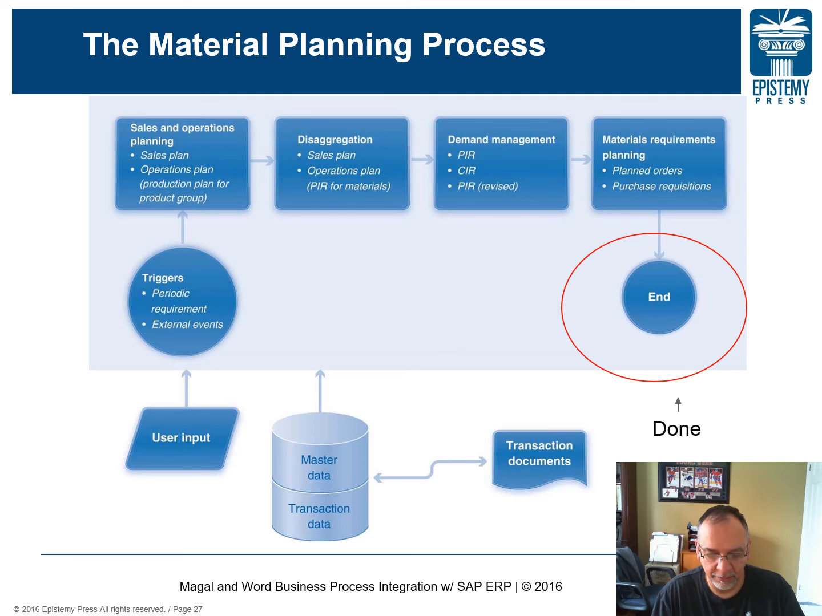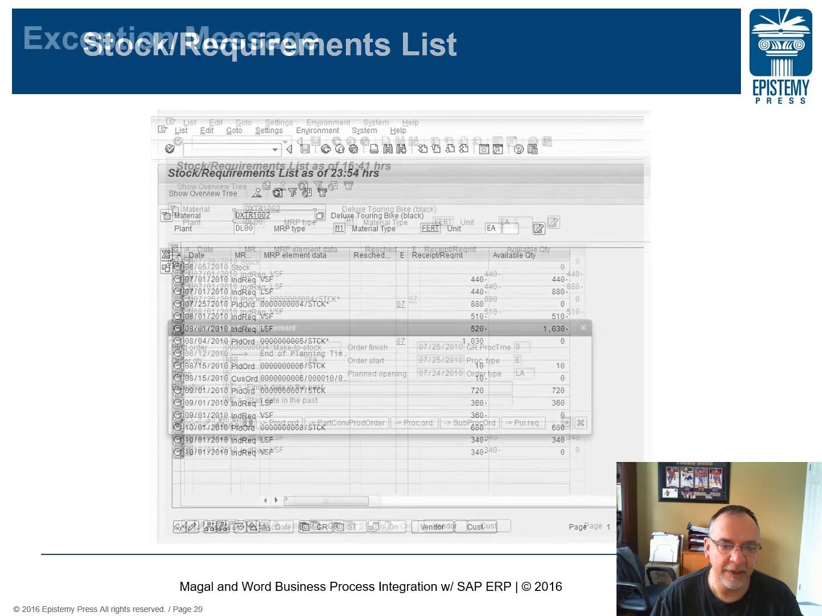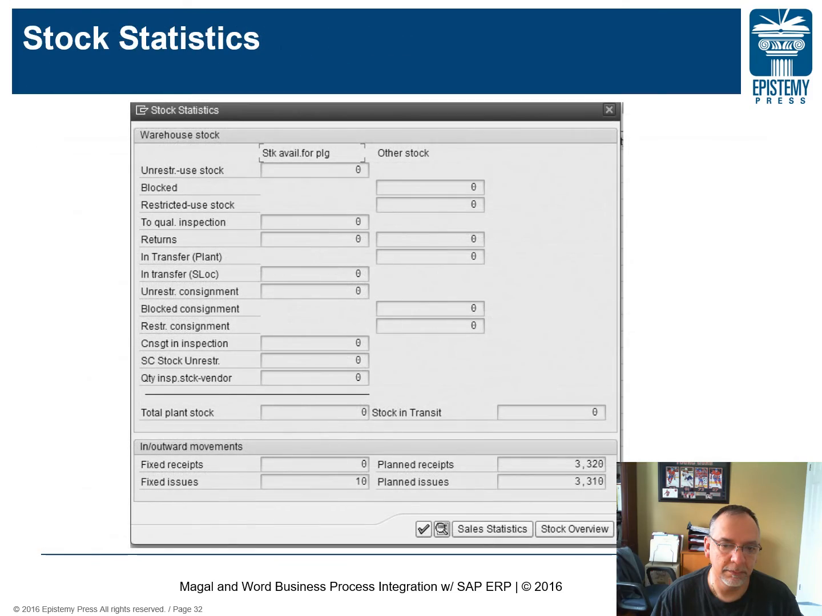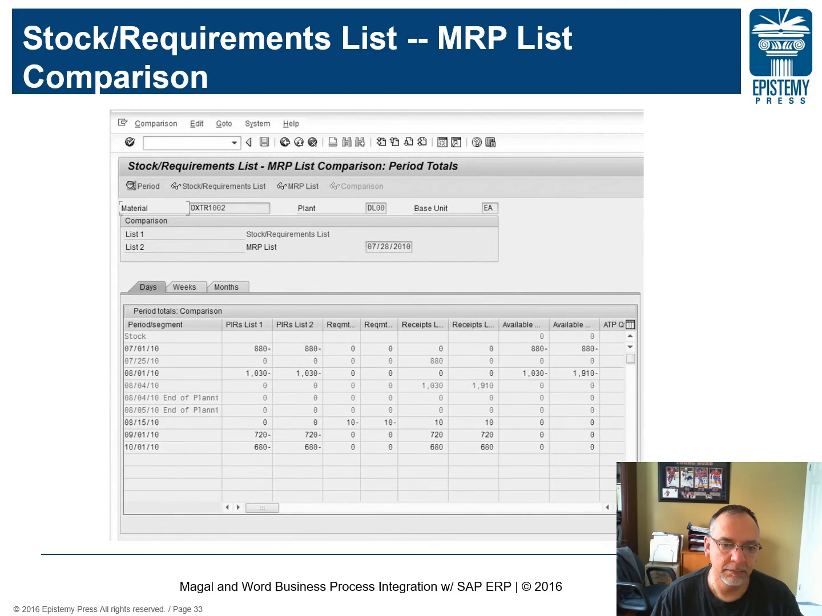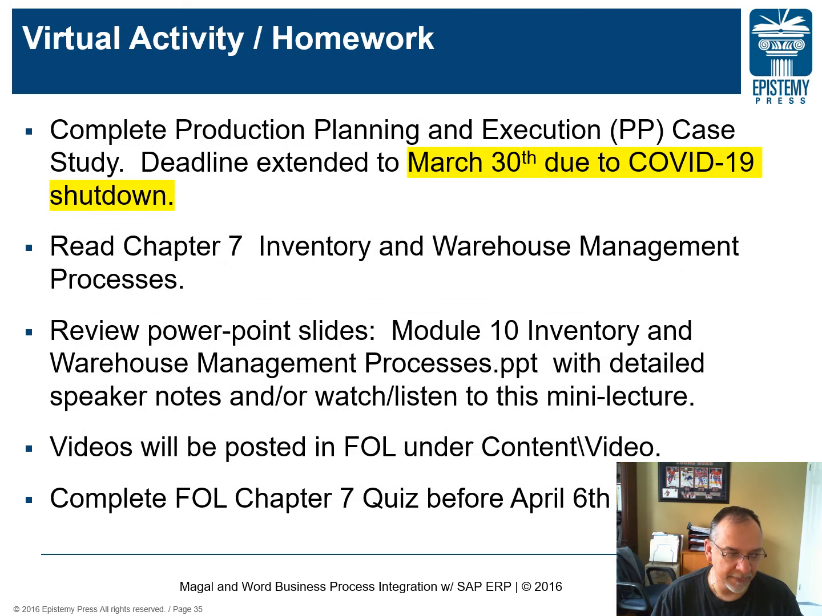Finally, we're at the end of the whole process. With respect to reporting, your key reports are your stock requirements list, your MRP list, and your planning results report. And here's an example. So that's kind of it.